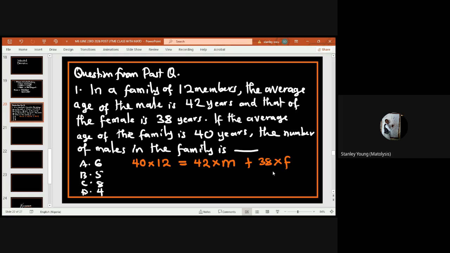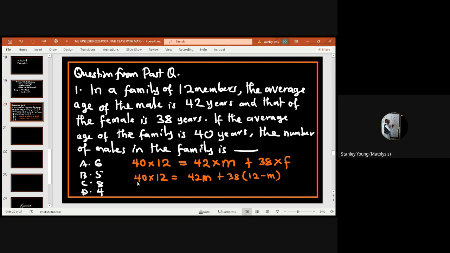But we know that the number of female is equal to 12 minus the number of male. So I can say 40 times 12 equals 42M, then plus 38 into the bracket of 12 minus M. Why 12 minus M? We have male plus female equals 12, and female is going to be 12 minus male. So from there, we can just do the maths.